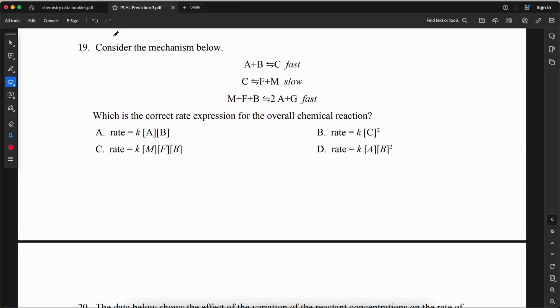Consider the mechanism below. A plus B produce C fast, and then C produces F plus M slow. So this is the rate determining step. But okay, before that, the rate will be k times the concentration of C, right? However, C is the intermediate because C depends on A and B. So the rate of reaction would be k times the concentration of A and B.